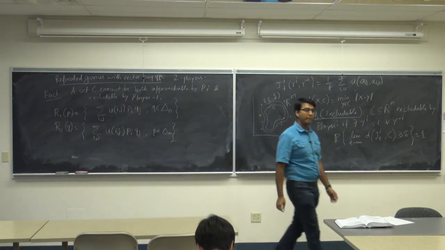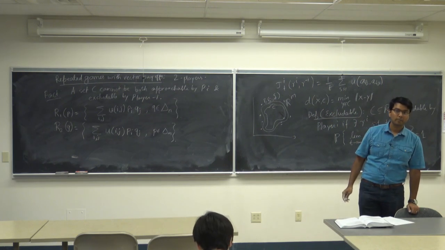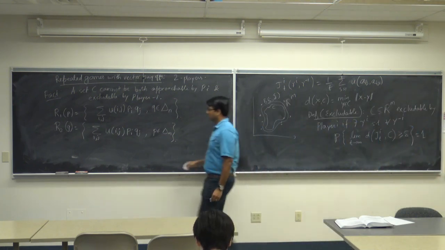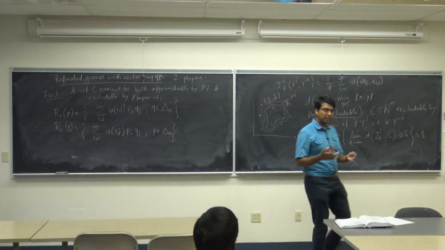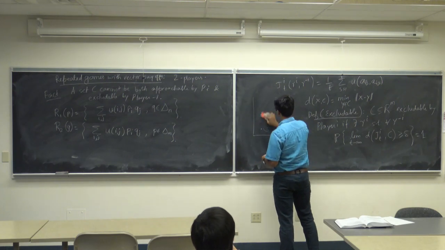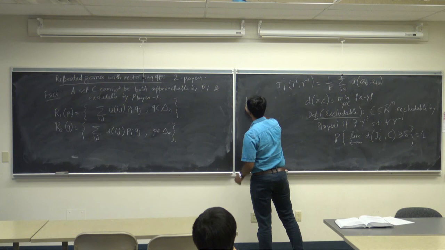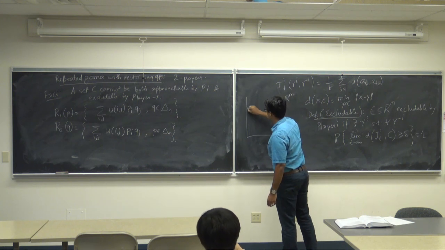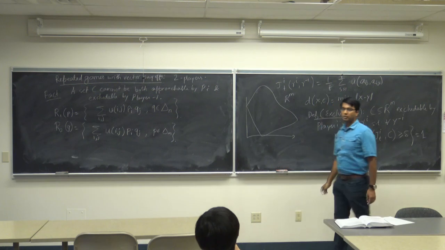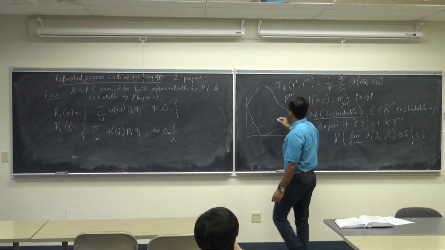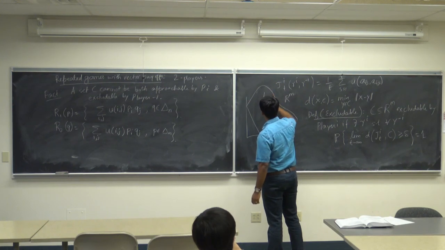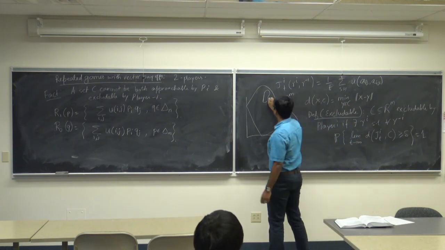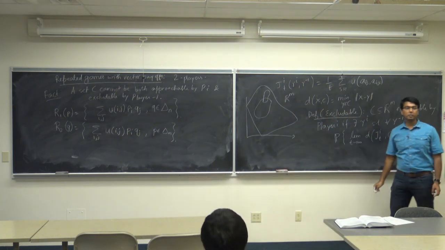How do the approachable sets for different players compare? For player one and two, how would they compare? Well, nobody knows what the geometric picture will be, but here is how I think it should look. So this is my R^M, and let's say this is the set of all payoffs possible with any strategy of the two players. And then this will be the set of payoffs that are achievable by player one, and this would be the set of payoffs that are achievable by player two.